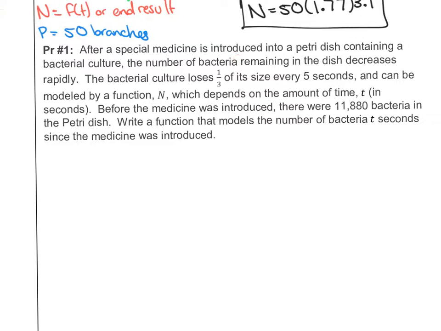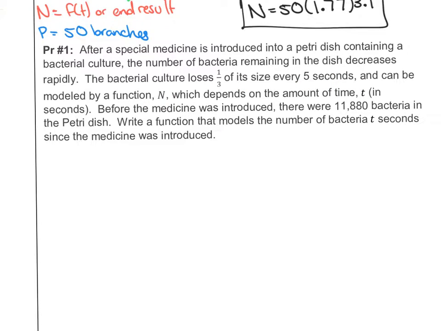After a special medicine is introduced into a petri dish, and a petri dish is something that we just kind of build bacteria in. It's like this little circular glass thing. So after a special medicine is introduced into a petri dish containing a bacterial culture, the number of bacteria remaining in the dish decreases rapidly. The bacterial culture loses 1/3 of its size every 5 seconds.